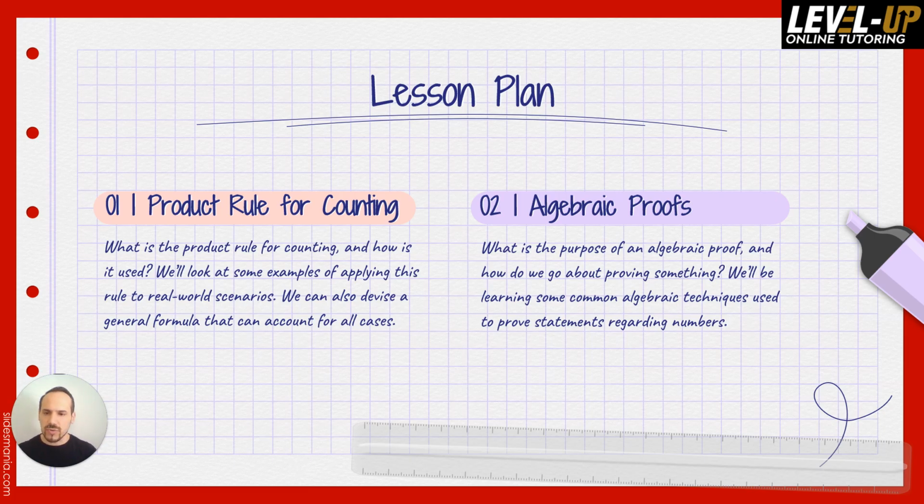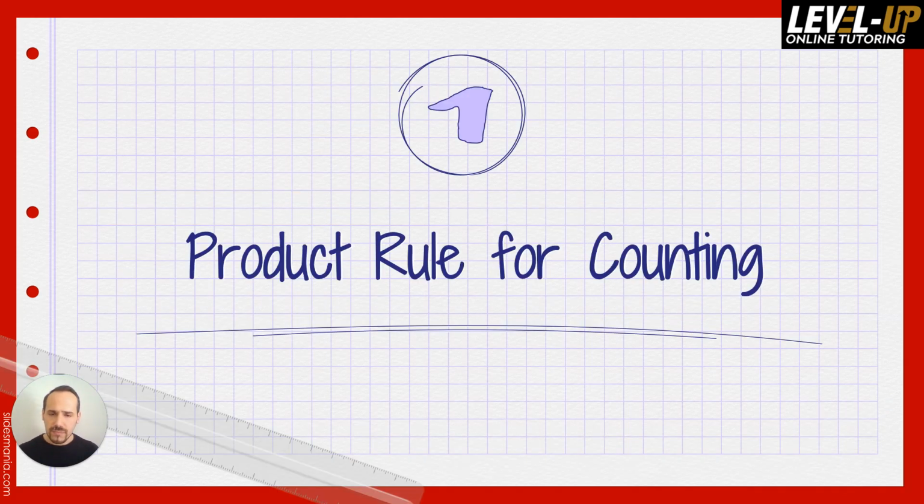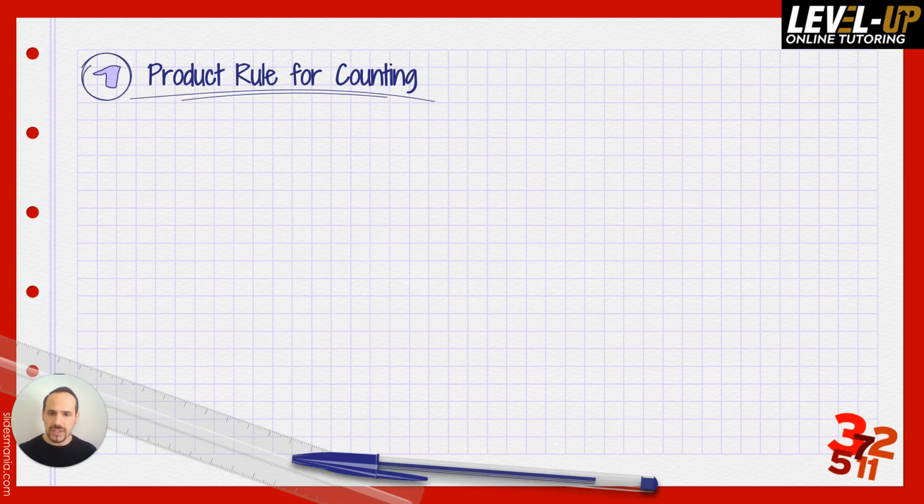And then we're going to be looking at algebraic proofs, which is when we might want to be proving some kind of statement about numbers and how we can then express those numbers through algebra to then prove those things to be true for all particular values that we're interested in. So that's the general idea of what these two things are. So let's take a look at the product rule for counting first.